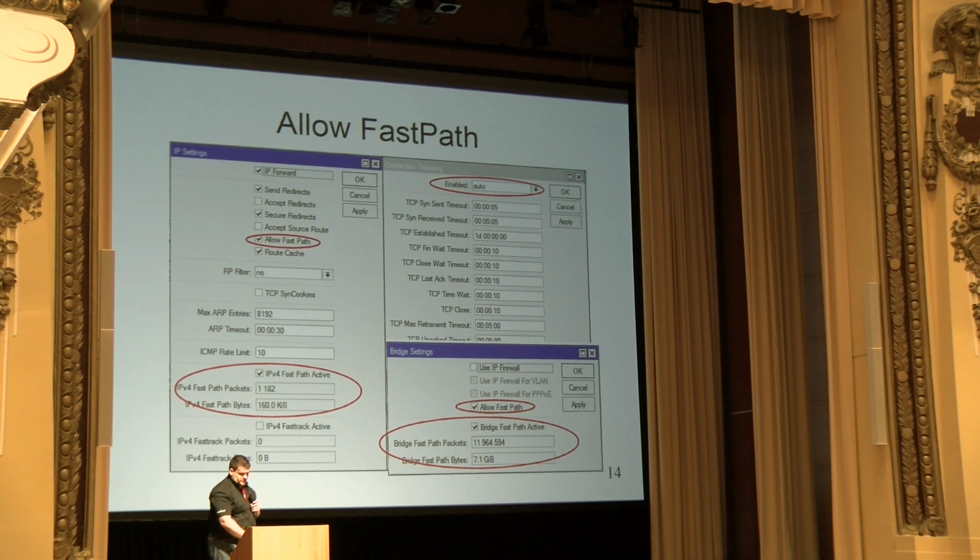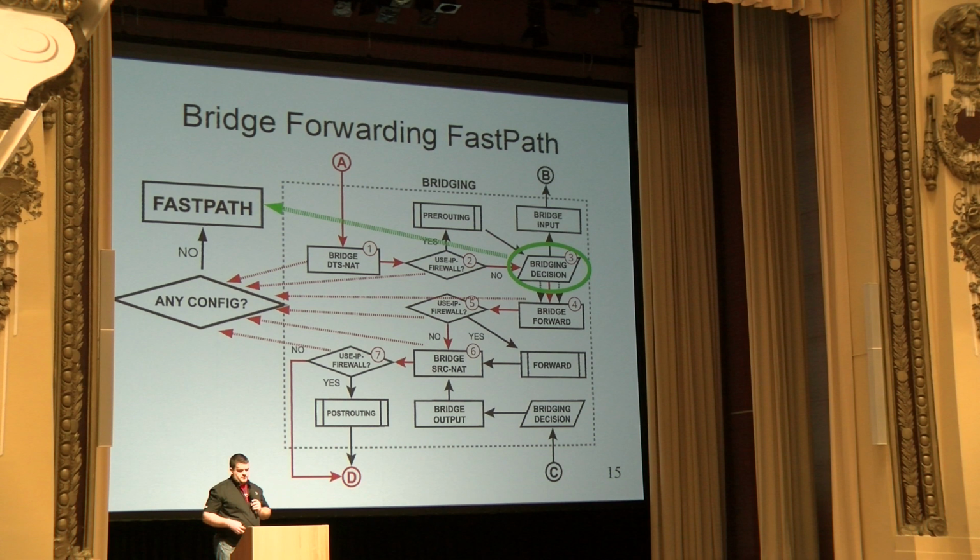So basically, if we want to make a simple diagram of what the FastPath is, it's very simple. We check all the red boxes if there's any configuration. If there is no configuration, FastPath just directly talks to the bridge decision, and that's it. Nothing else is interesting, so bridge decision says to FastPath all it needs to know: packet is received, goes to FastPath and goes straight out, skipping all the other boxes.